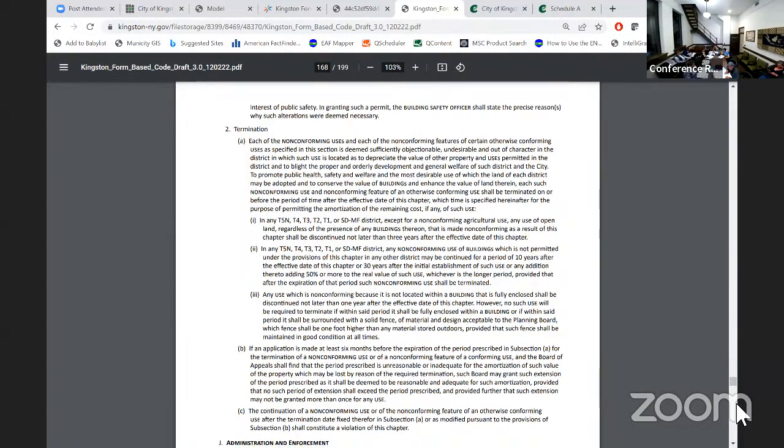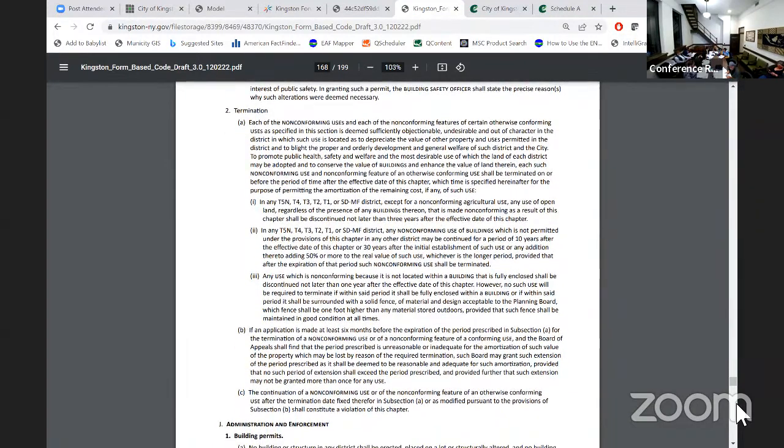What page? Okay, it says, any use which is non-conforming because it is not located within a building that is fully enclosed shall be discontinued not later than 1 year after the effective date of this chapter. However, no such use will be required to terminate if within said period it shall be fully enclosed within a building, or within said period it shall be surrounded with a solid fence of material and design acceptable to the planning board, which fence shall be 1 foot higher than any material stored outdoors, provided that such fence shall be maintained in good condition at all times.